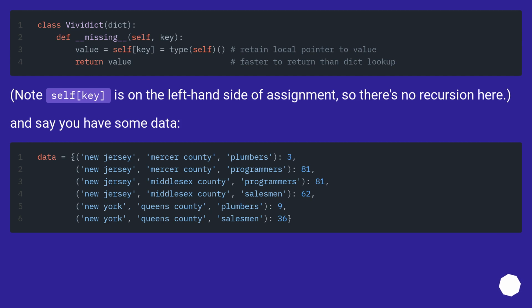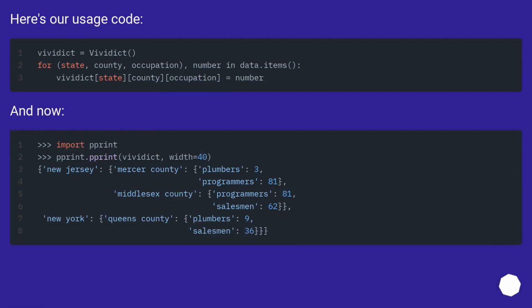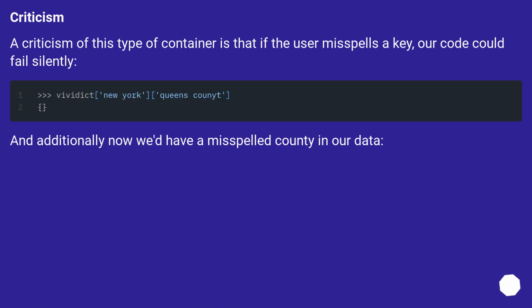And say you have some data. Here's our usage code. And now, criticism. A criticism of this type of container is that if the user misspells a key, our code could fail silently. And additionally now we'd have a misspelled county in our data.